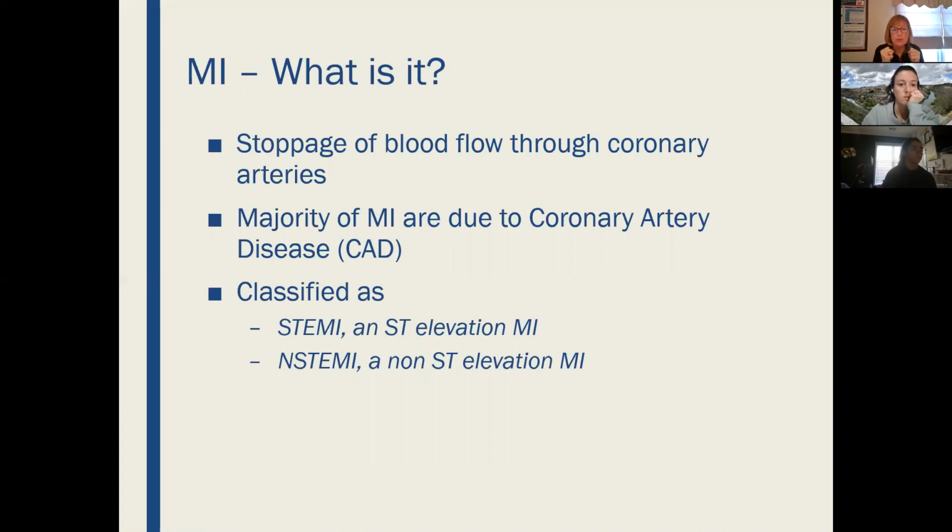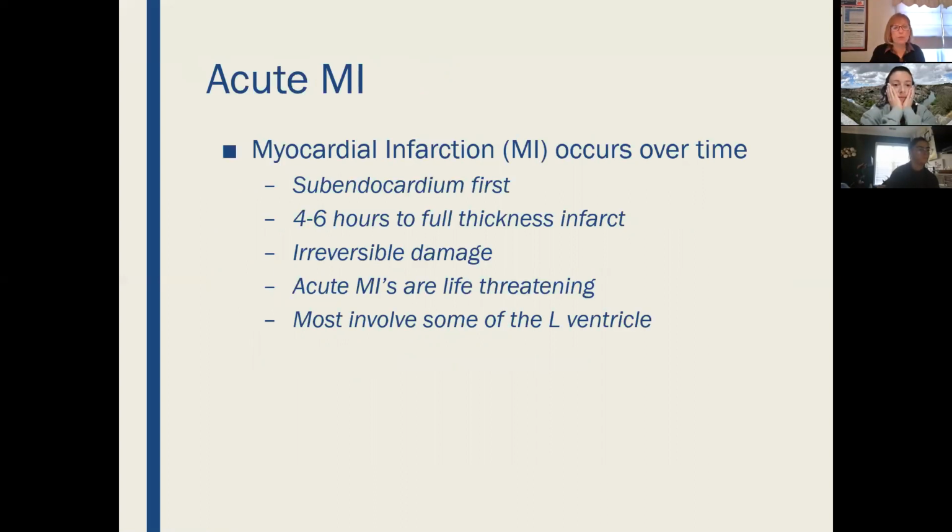People have arterial spasms, and that will do the same thing. If your coronary artery for some reason is just spasming up, that can also give you an MI because of the same concept. It's interfering with blood flow and the muscle needs oxygen. So they classify them as STEMI and NSTEMI, that's either an ST elevation MI or not.